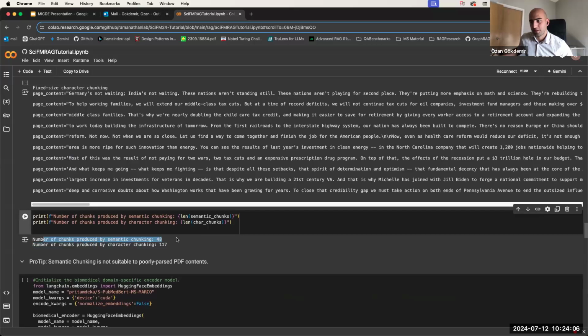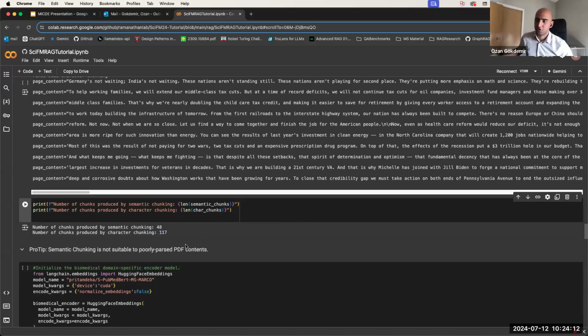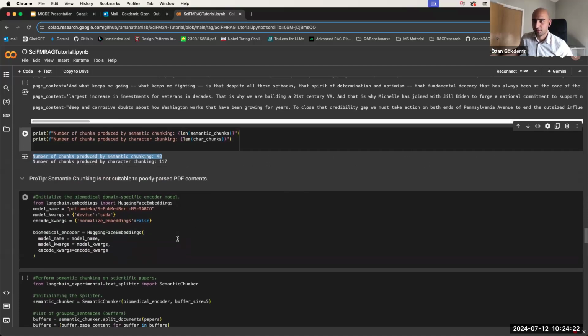So semantic chunking, we get 48 chunks. Fixed size chunking gives you 117. So that will tell you our average chunk is about 1,000 characters long in the semantic chunking, roughly.